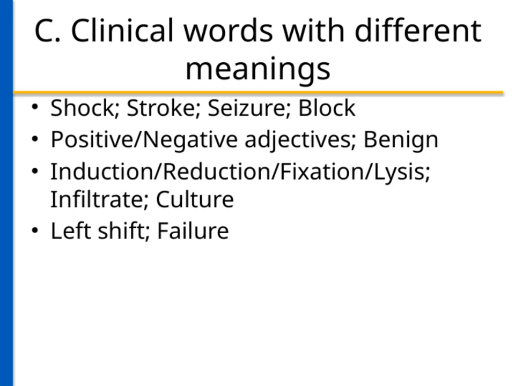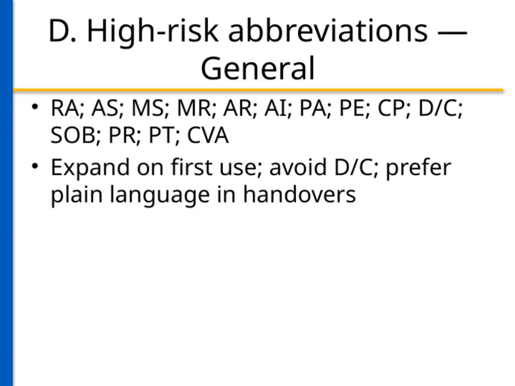Understanding these nuances helps us communicate and interpret findings accurately within the broader scope of patient care. Let's take a closer look at some of the abbreviations listed here. RA, AS, MS, MR, AR, AI, PA, PE, CP, DC, SOB, PR, PT, and CVA.